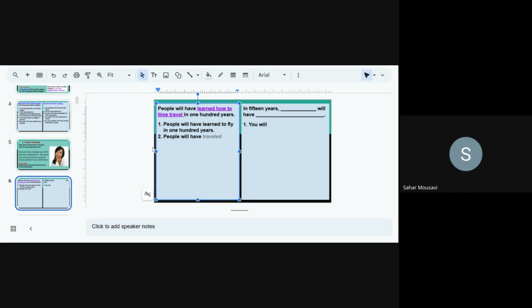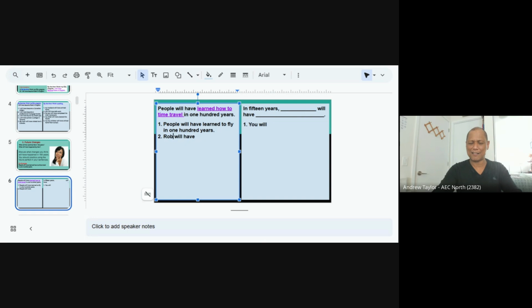Robots will have replaced many jobs in 100 years. Okay, beautiful, Sahar. Robots will have replaced... Yeah, replaced. Okay, you know what? If I say "taken the jobs," it's easier to phrase the sentence. Taken the jobs of most people. Is that correct? Yes. Okay. Robots will have taken the jobs of most people.